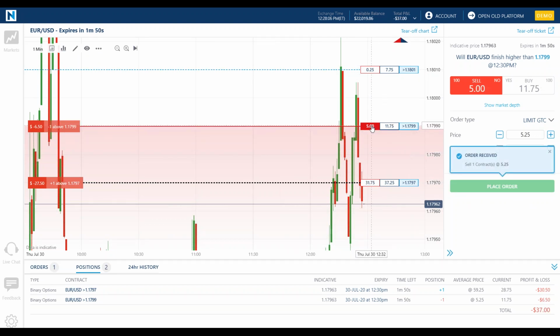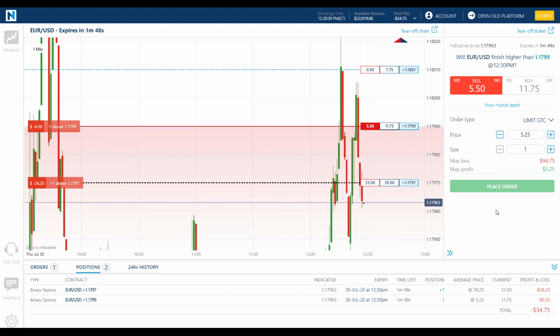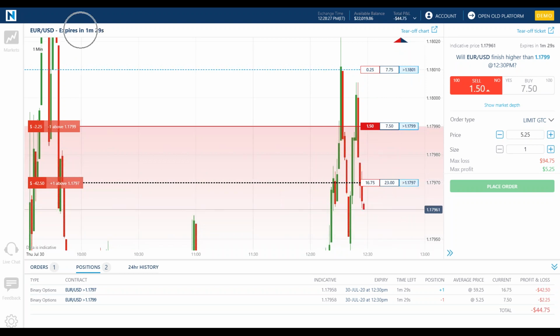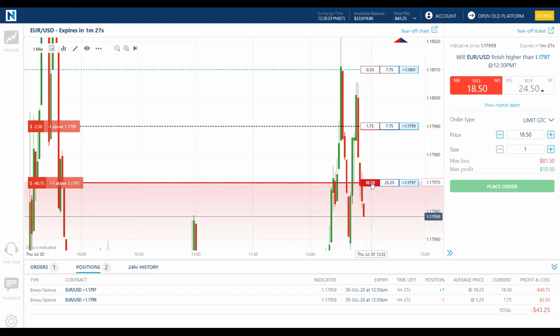So I sold one of these at 525. Now there's a way for me to make $5. If it settles above 117.99, I will lose $94, or I'm going to make $5 to help offset my losses, because it's looking less and less like this is going to finish above 117.97, because there's only a minute and a half to go. So let's go ahead and get out of this position.